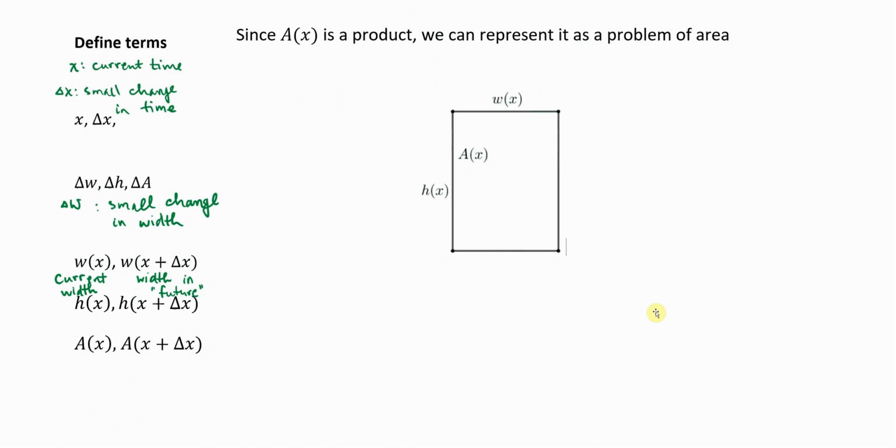Okay, and so here's how we're going to approach it. So let's say that the width in fact gets a little bit larger. Okay, so this section right here is nothing more than delta w. That's a small change in its width, and the height gets a little bit larger as well, so this section right here is nothing more than delta h.